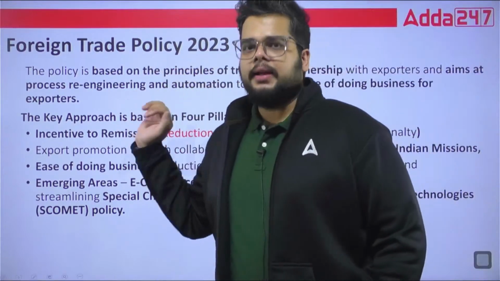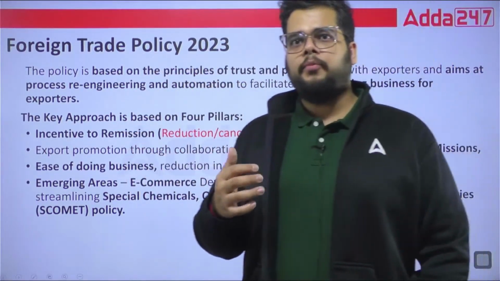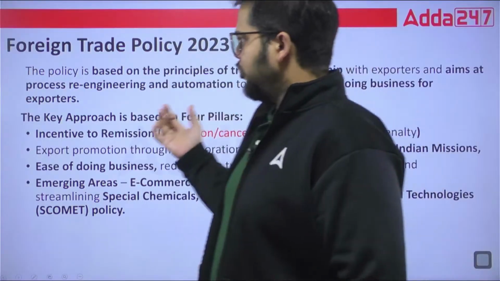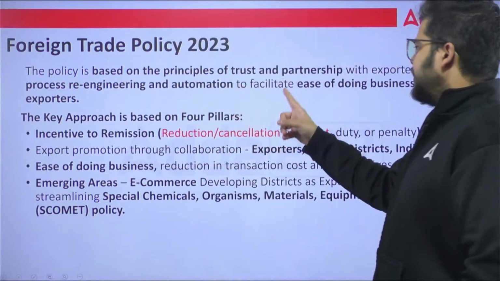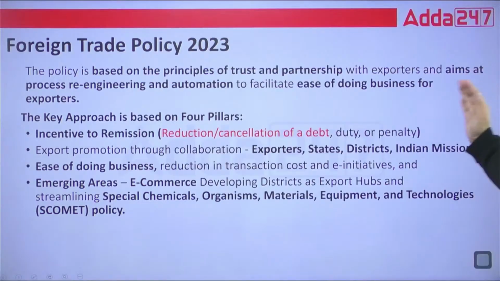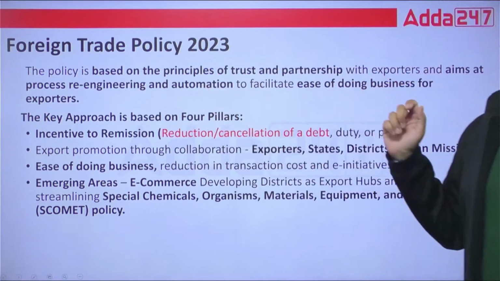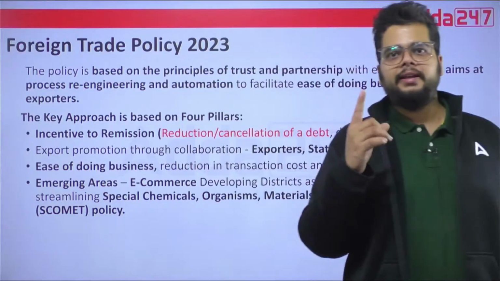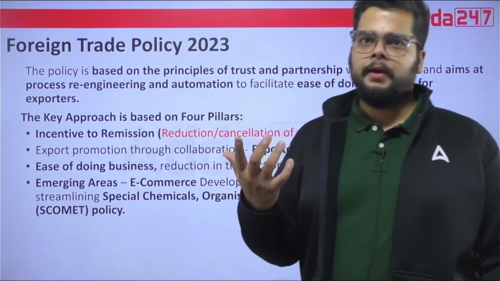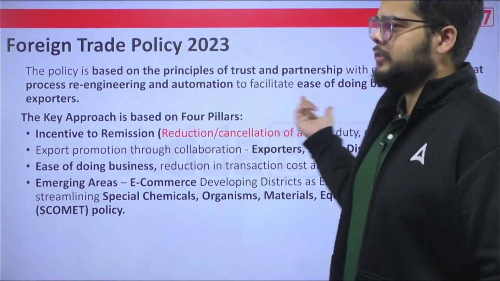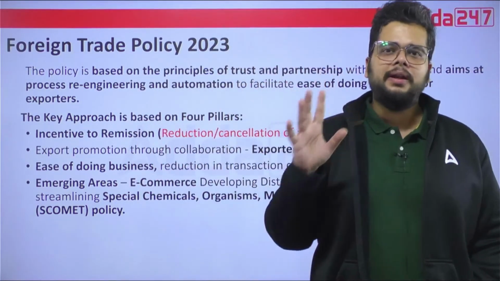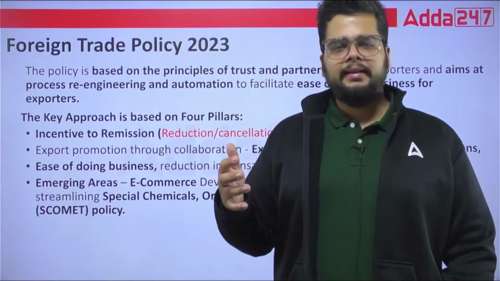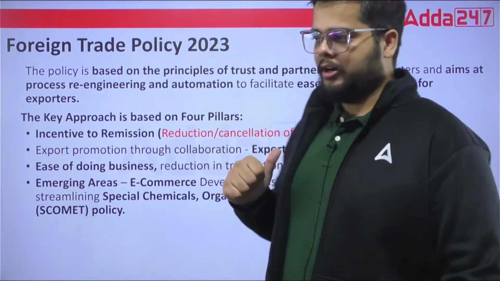Some more information regarding the FTP 2023, because it is important and most of you might not have covered it because of the lack of updation, what I was telling you earlier also. The policy is based on the principle of trust and partnership with exporters and aims at process re-engineering and automation. Whenever you try to learn the foreign trade policy, you will find one phrase time and again utilized by the ministry, that is ease of doing business for the exporters. In FTP 2015-20 also this was one of the aims, the major aim I would say. Here also in 2023 you will find this as one of the major objectives of the foreign trade policy.